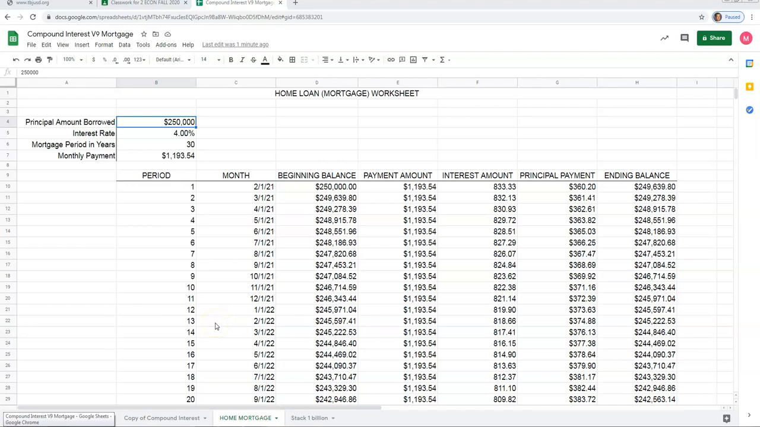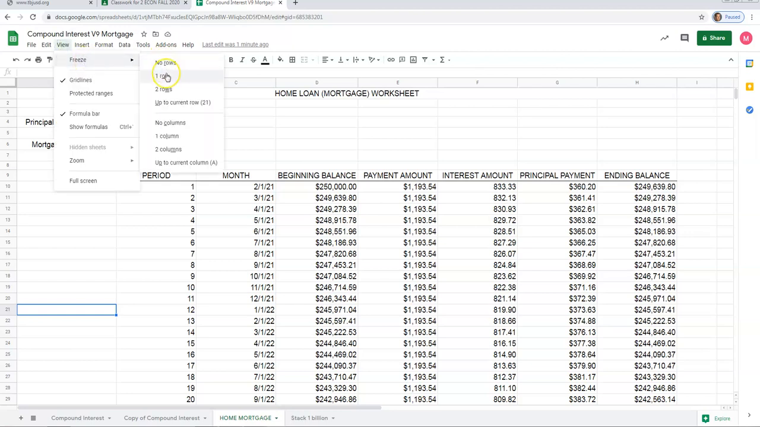Here in Lesson 9 of our home mortgage, let's take a look at our completed home loan mortgage table. Some of the features here. First of all, as you observed in Lesson 8, by the time you get down to 360 months, the loan is down to 0.